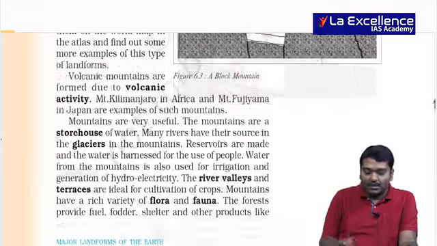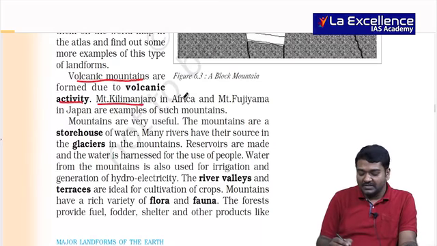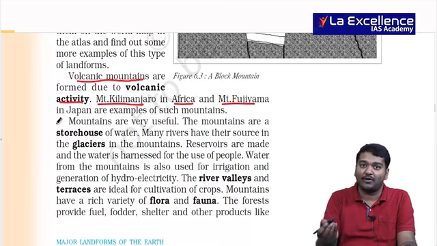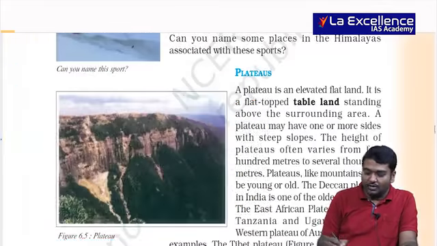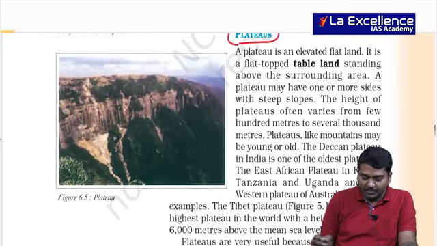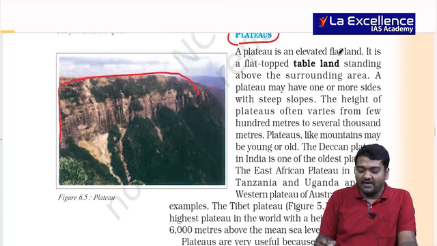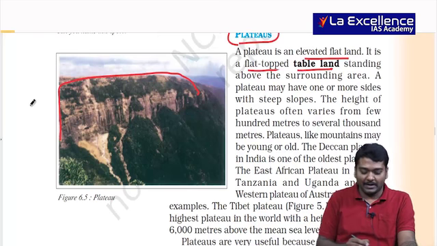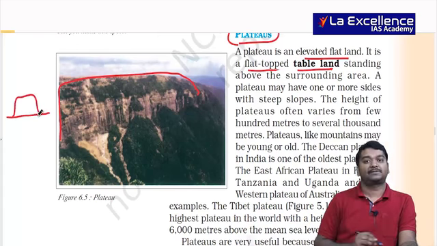And then we also have to know that there are volcanic mountains: Mount Kilimanjaro, which is there in Africa, Mount Fujiyama, and many volcanic mountains I have already shown you with plate tectonics. And then we need to talk about the plateaus. Can you see this particular region which is above? A plateau is an elevated flat land. It has a flat top similar to tableland. If you have normal land like this, the plateau looks like this.